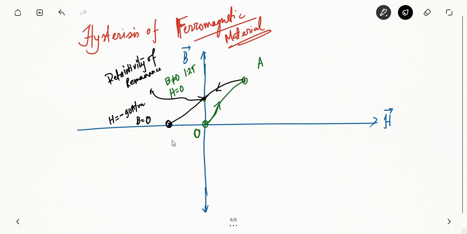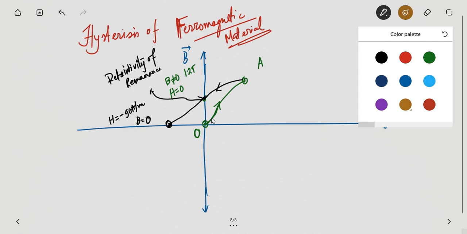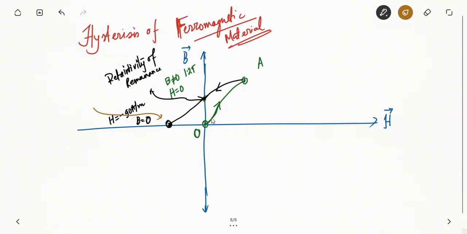And this point has another name, it is called coercivity.